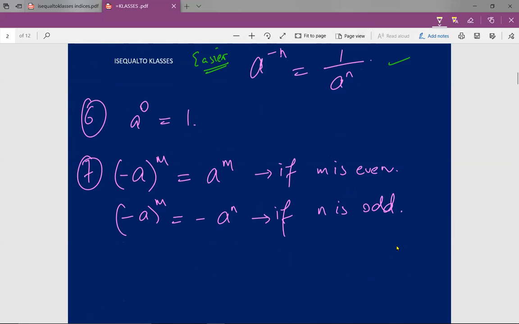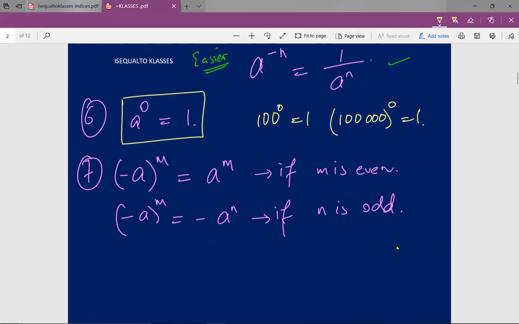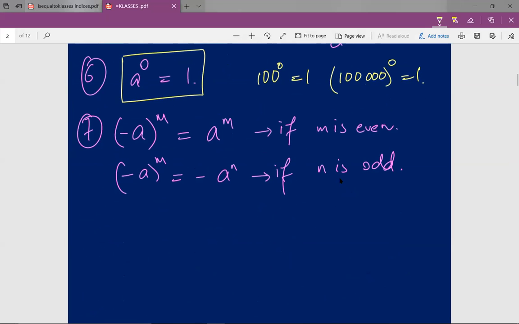So this is the universal law, a raised to power 0 is equal to 1. What it means is 100 raised to power 0 is 1. 1 lakh raised to power 0 is 1. It is as simple as that. Okay. Next law, or whatever rule you may like to call it.